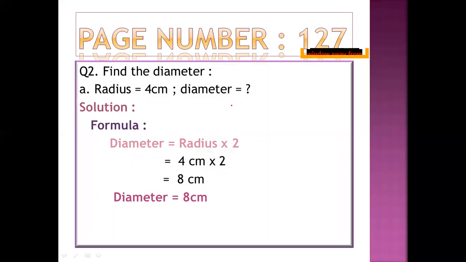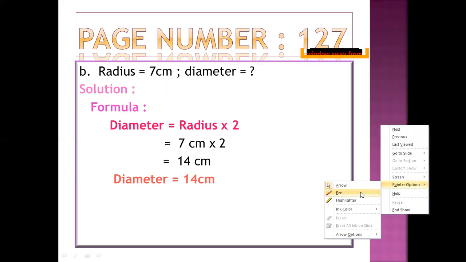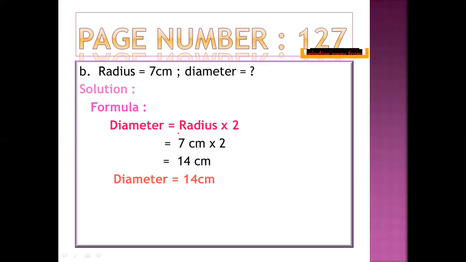Part A is 4 centimeter. This is the radius of the circle. Radius is 4 centimeter. What is the formula of diameter? Radius multiplied by 2. We multiply 4 with 2. 4 times 2 is 8 centimeter. Diameter is double the radius. So diameter is 8 centimeter. Part B, 7 centimeter. Radius is 7 centimeter. Again for the diameter, we multiply it with 2. 7 multiplied by 2 is 14 centimeter.